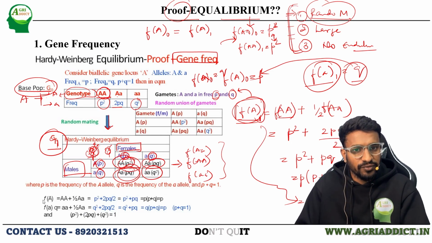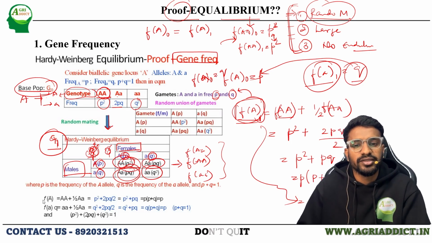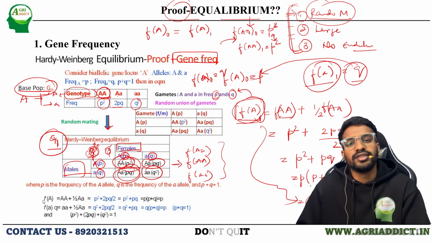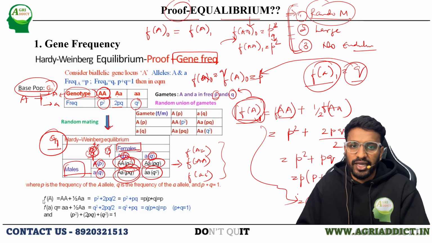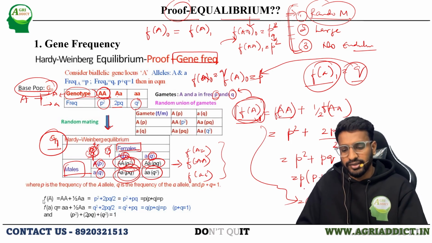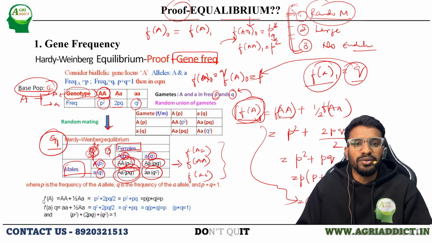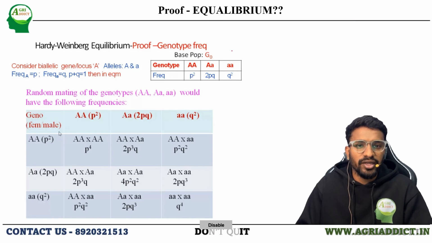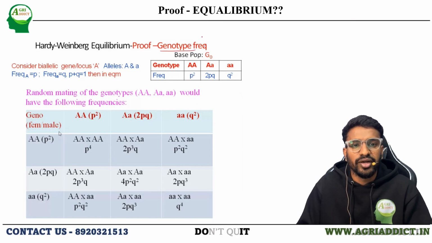When these conditions are followed, we see that populations have the same gene frequency from one generation to another. So this is with respect to the gene frequency. Similarly, we can also show it for genotypic frequency.